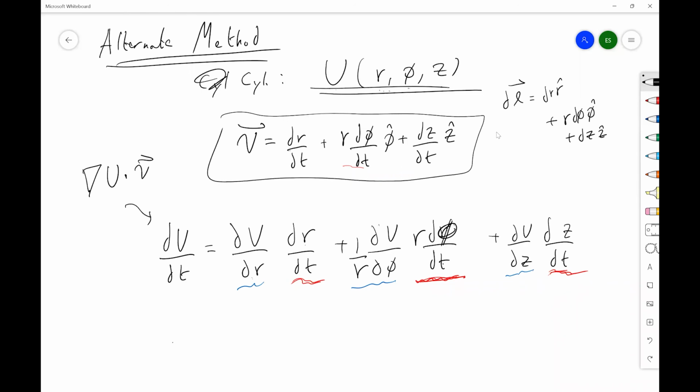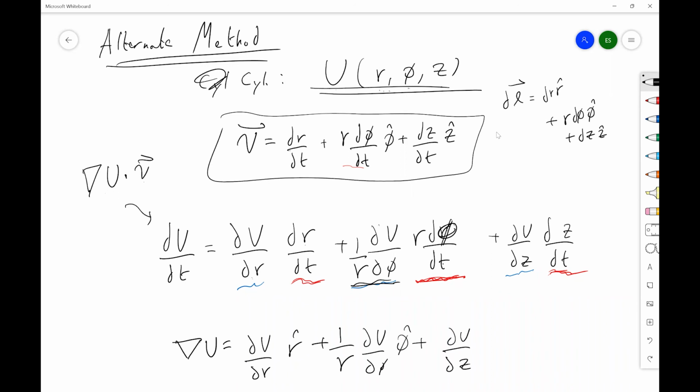So this tells me directly that this thing is grad u dot v. Those, under the red line, is v. What's remaining should be the components of grad u, which should be delta u over delta r r hat. Now I have this 1 over r. That's where the 1 over r term comes from, having to get the velocity vector there. So it's going to be 1 over r delta u over delta phi phi hat plus delta u over delta z z hat.